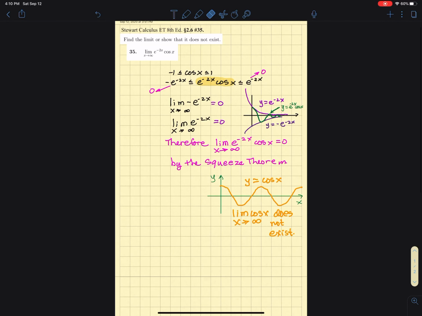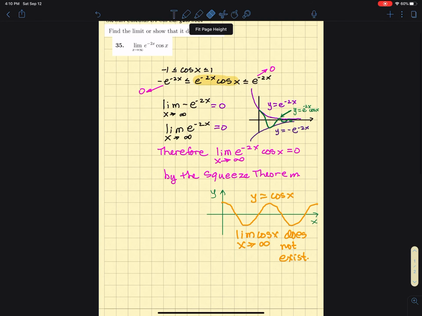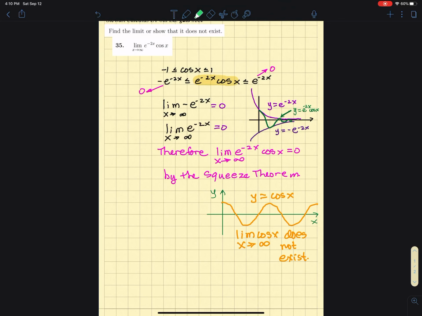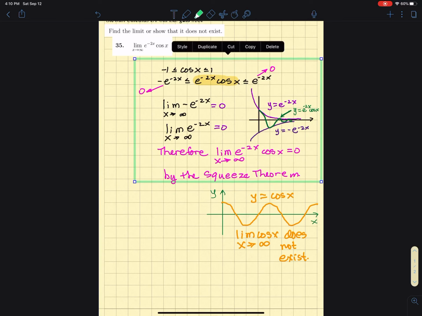That's why we had to use the squeeze theorem here, because the limit of cosine x doesn't exist. So I had to squeeze e to the negative 2x cosine x in between those two functions. All right, so maybe I can just sort of put a little frame around the part that we actually need as our answer, and that's this part. That's our actual answer right there. And the graph of cosine x is just an extra little note.